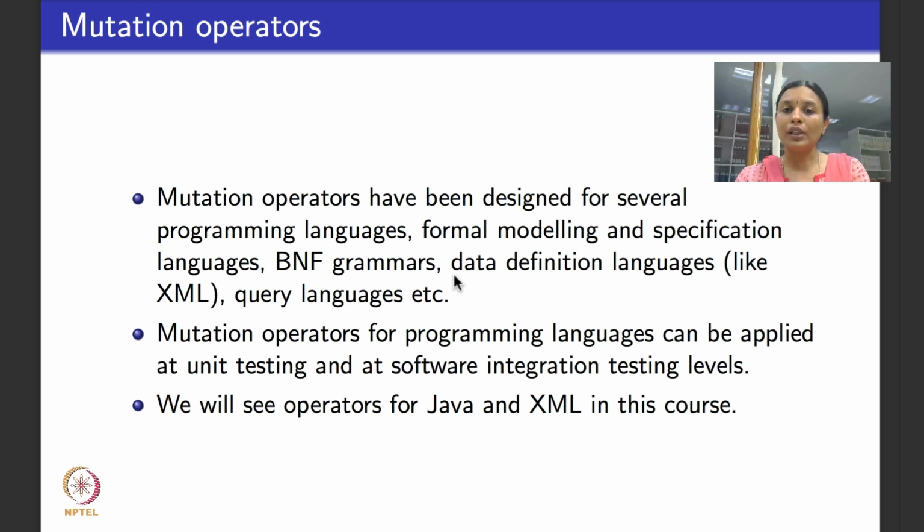Mutation operators have been designed for several different programming languages. We'll see one for Java in the next couple of lectures. They have been designed for formal modeling and specification languages, especially for model checkers like NuSMV and SMV. They've been defined for several different grammars in Backus-Naur form.